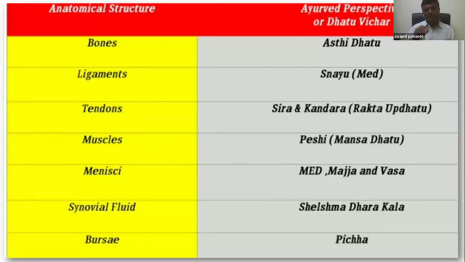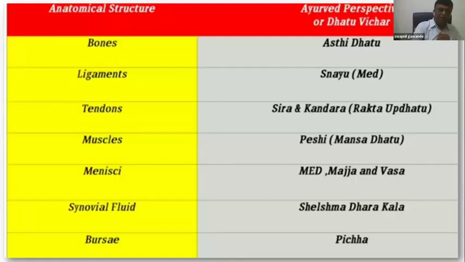Okay, so bursae are basically the fluid-filled pockets which are between the tendons, ligaments, and the muscles to minimize their friction over each other. So this is how we can do the comparison, and according to this comparison, we can find the references for that particular dhatugat vat lakshana and can treat it in the Ayurved manner.